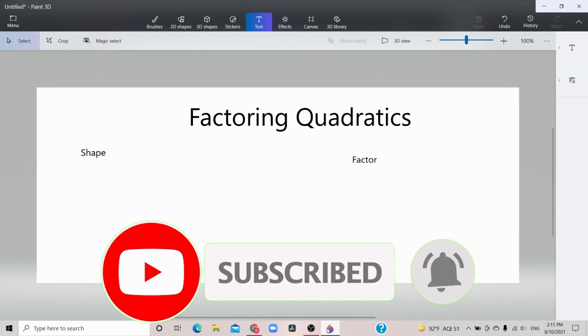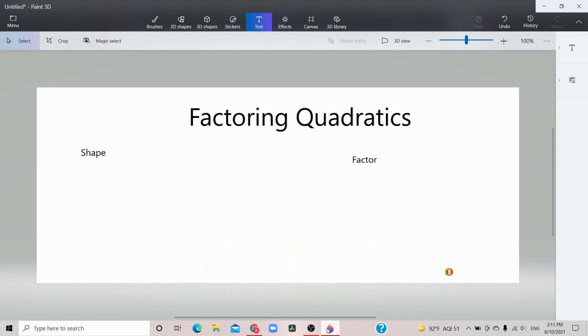In this video, it's going to be a math video. We're going to be learning how to factor a quadratic equation. There are two components to this process. First, we should analyze the shape of a quadratic equation and how to factor it.